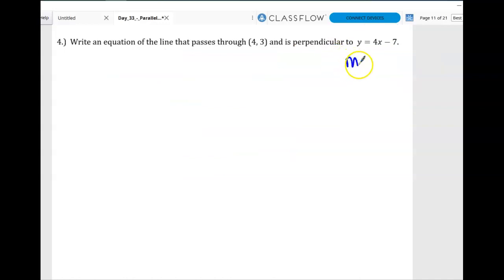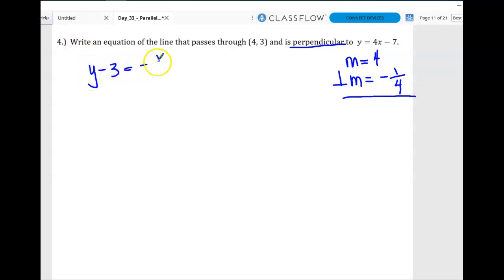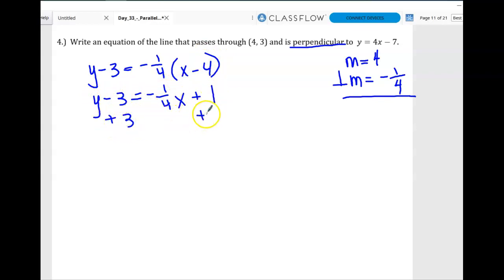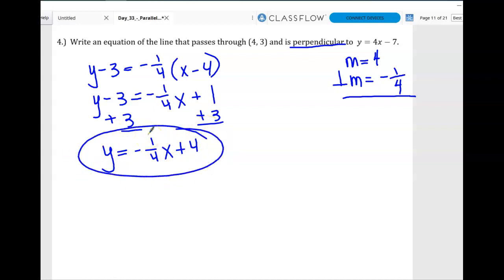All right, so first I got my slope is 4. If my slope here is 4, my perpendicular slope, because we're finding the one that's perpendicular, is going to be -1/4. I'm going to use this new slope with point slope form. So y minus 3 is equal to -1/4 times x minus 4. And I'm going to distribute it. So I get -1/4 x plus 1. Now I'm going to add 3 to both sides. My equation is y is equal to -1/4 x plus 4. All right, and there it is.